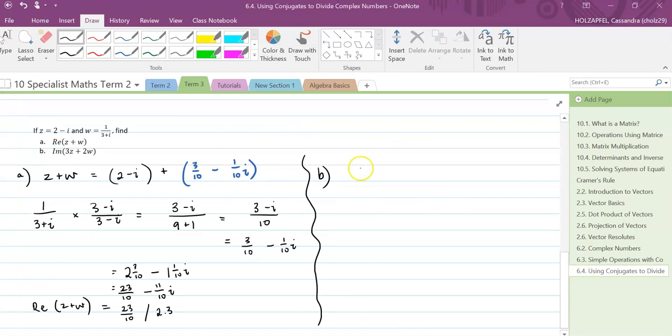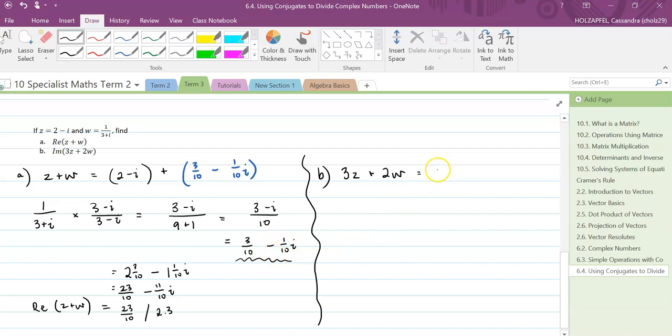So we want to find the imaginary component of 3z plus 2w. We're going to need to find 3z plus 2w first. Now, again, I'm going to have to realize this denominator before I can actually multiply it by 2. I mean, you could do it beforehand, but since I already know that 1 over 3 plus i is equal to 3 over 10 minus 1 over 10i, I'm just going to substitute this straight into the equation.